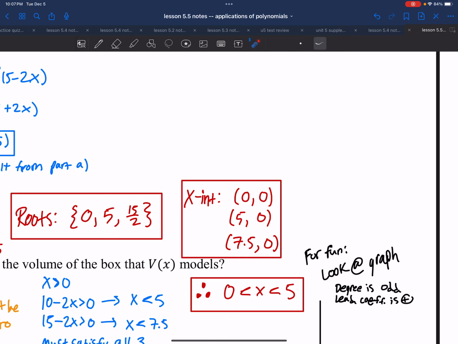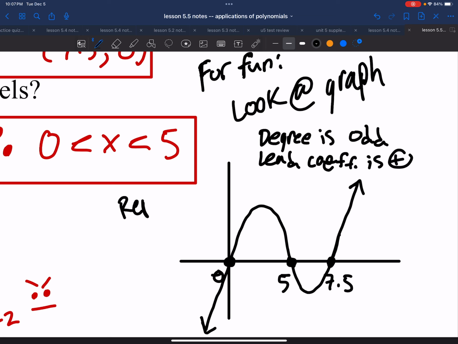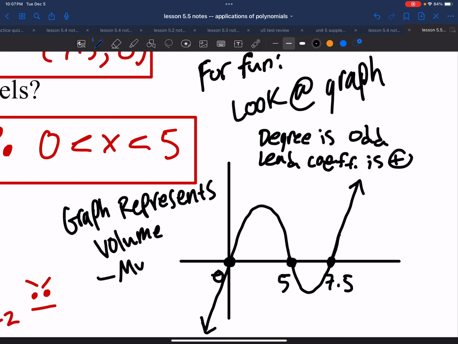So I come over here and I say, oh, look, it goes up from this, curls down, goes back through here, and then continues down like that. And so the graph roughly looks like this. And this graph represents volume, which must be positive.